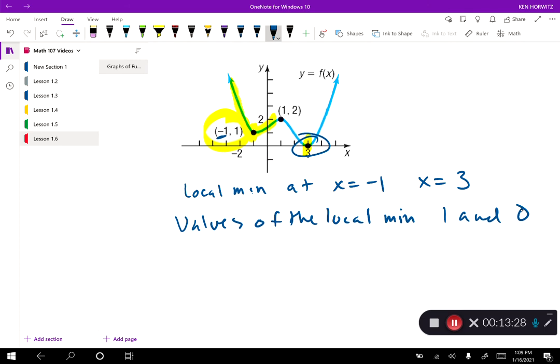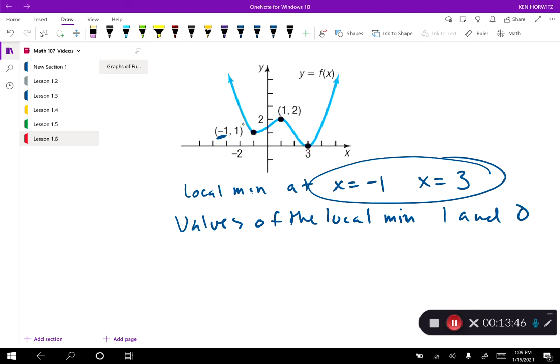Now, 99.9% of the time, I want the location, which means I want the x values. Every once in a while, you might need to bring in the y value. So I just want to try to make that distinction. All right, so I'm going to clear off a little space up here, and we're going to talk about local maximum.